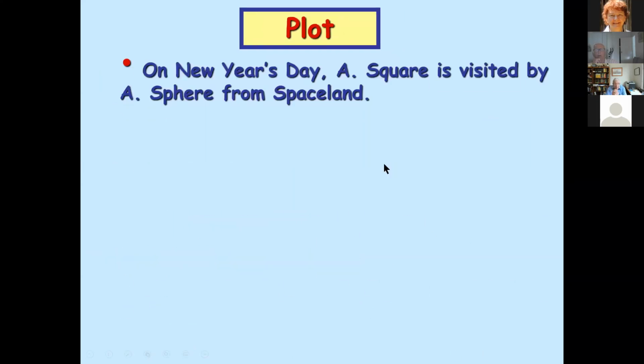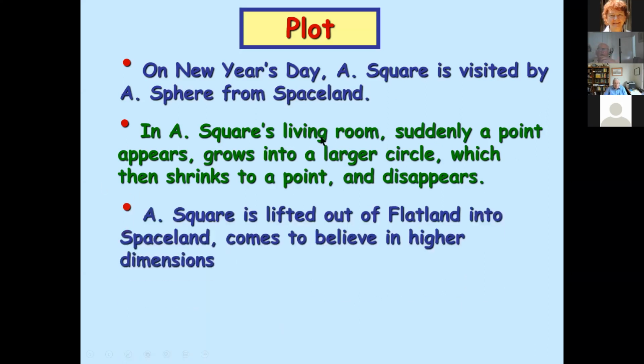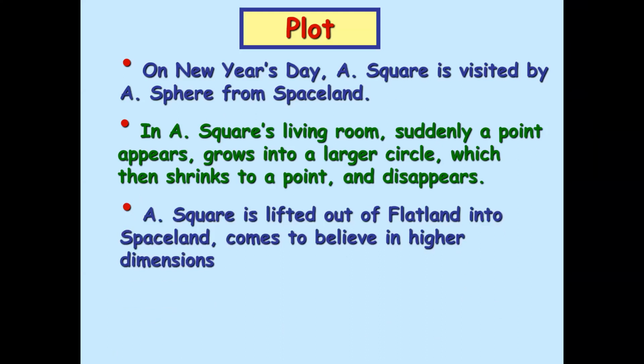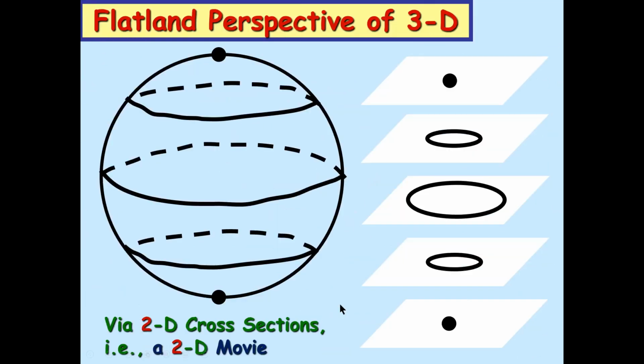The plot: on New Year's Day, A Square is visited by a sphere from Spaceland. In Square's living room, suddenly a point appears, grows into a larger circle, which then shrinks to a point and disappears. Square is now lifted out of Flatland, up into Spaceland by the visiting sphere, and comes to believe in higher dimensions. And of course, Square returns to Flatland, speaks of higher dimensions, and is eventually thrown into prison for heresy. It's a beautiful book. There's much more to it than this. He also visits point land and line land, but we will ignore these.